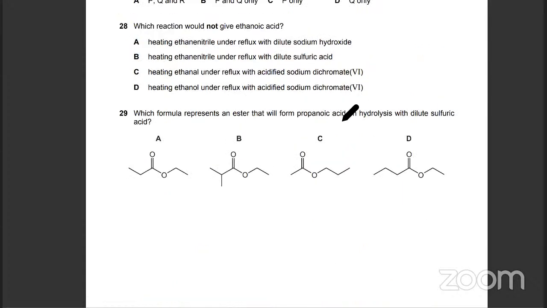Question 29: which formula represents an ester that will be formed from propanoic acid on hydrolysis with dilute sulfuric acid? After breaking, the esters will form propanoic acid. The first one will form propanoic acid because it has 3 carbon atoms: 1, 2, and 3. The double bond O will turn into carboxylic acid. So that's propanoic acid, and that's why it's going to be A.